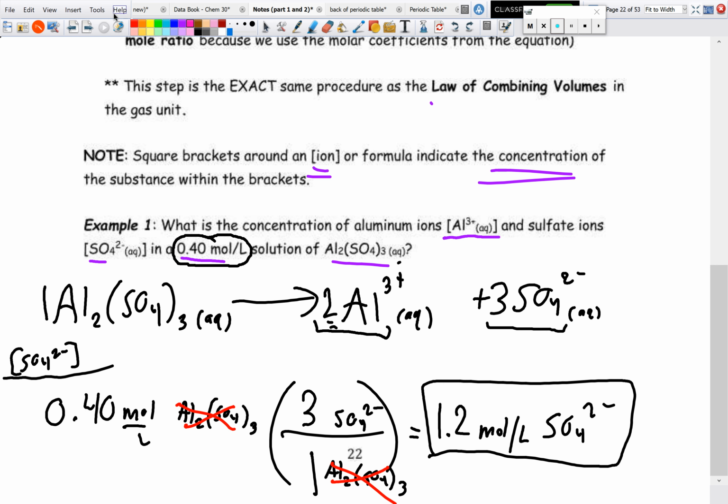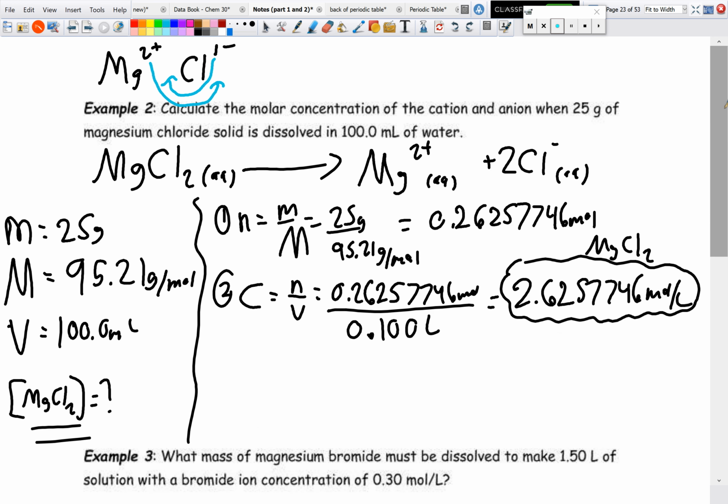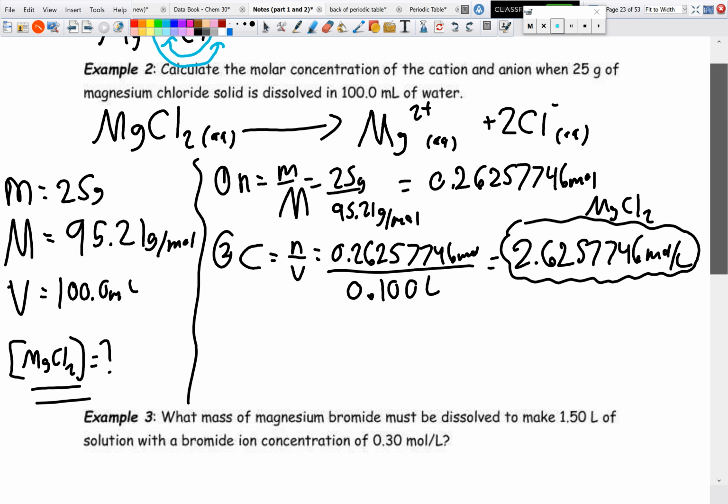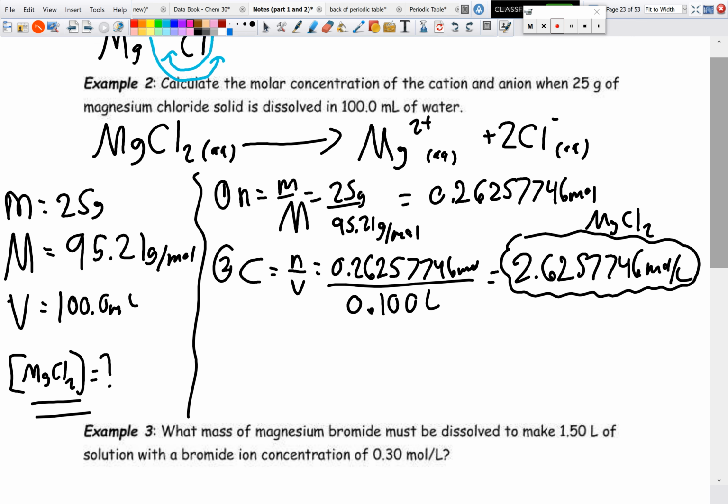Now we needed to do all this so we can set it up to do our concentration of ion steps. I know this is a lot of work just for one question, but it's what we need to do in order to solve these particular types of problems. So now that we have the concentration of magnesium chloride, like I said, we can only use the concentration of ion steps if we have a concentration. So now we can start by solving.